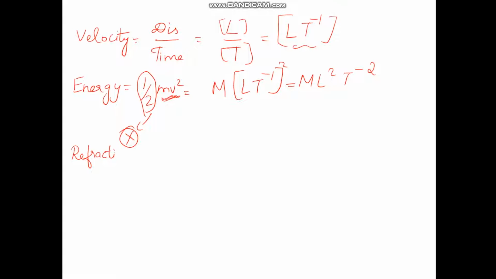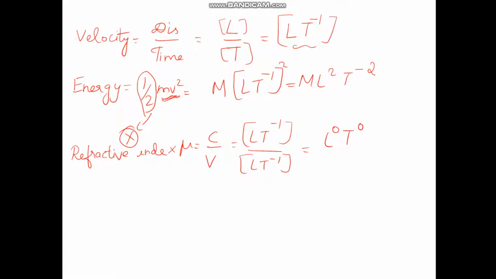Now let us do for refractive index. Don't worry, the refractive index formula you will read in the ray optics chapter, which is mu is equal to speed of light in vacuum by speed of light in medium. Speed of light in vacuum has dimension L T power -1. Speed of light in medium is also a speed, so both have the same dimension, and for this the formula is M0 L0 T0. So it does not have any dimensional formula. If they ask which of the following do not have any dimensional formula, they will ask in the numerical. For those types, you must work out like this.